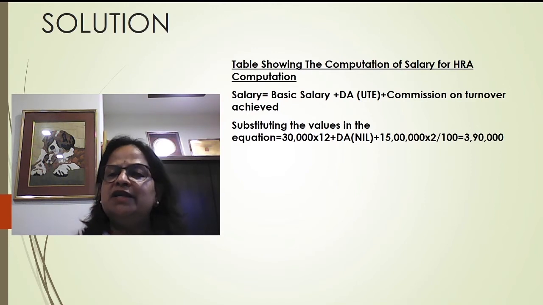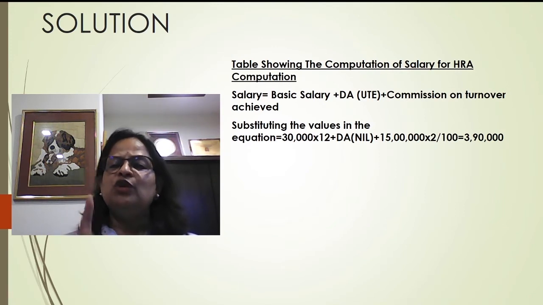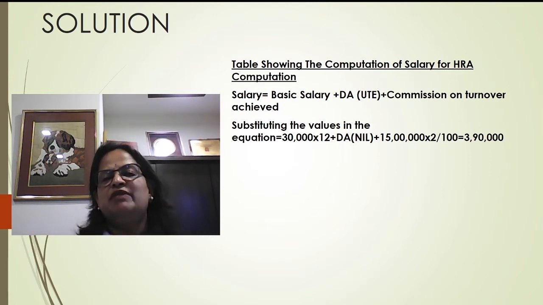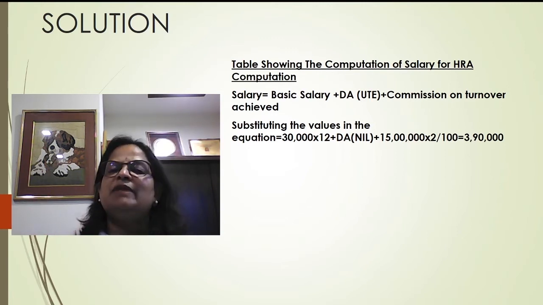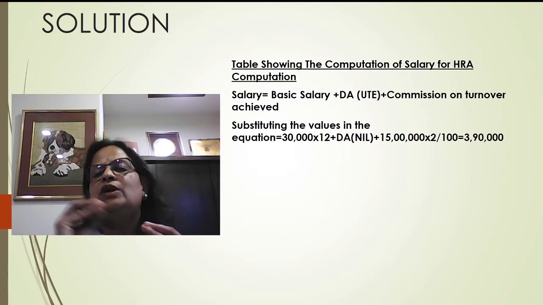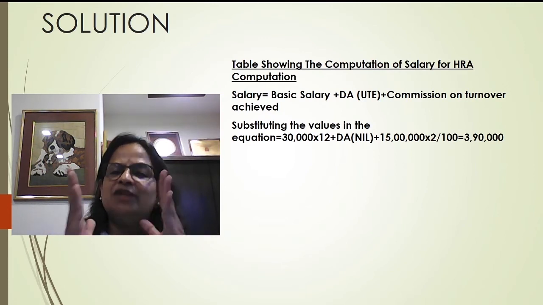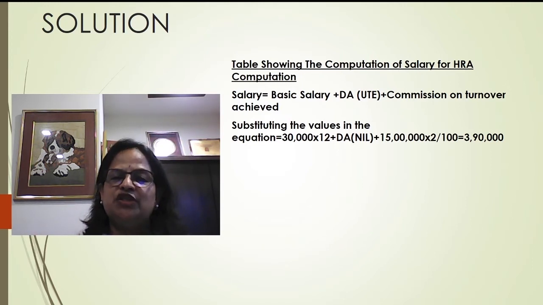UTE meaning under the terms of employment. This is very, very important. In some examination question papers, they will give UTE, under the terms of employment. After the DA value, if it is given within bracket UTE, that means DA is entering into retirement benefits. Otherwise, in the question, they will mention that it enters into retirement benefits within bracket. That is how you will distinguish whether DA will be considered or not. Then commission on turnover achieved by him.